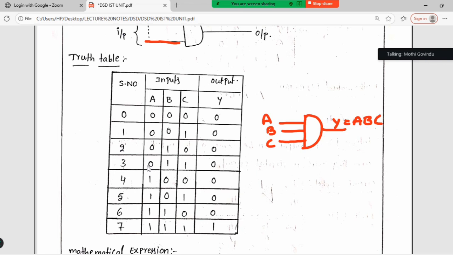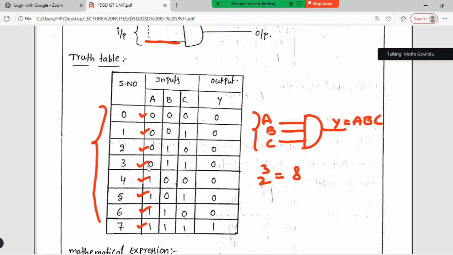We are giving three inputs. How many combinations will come? 8, because 2 to the power of 3 equals 8 combinations. That's why: 000, 001, 010, 011, 100, 101, 110, 111. I am giving three inputs, so I got 8 possible combinations.